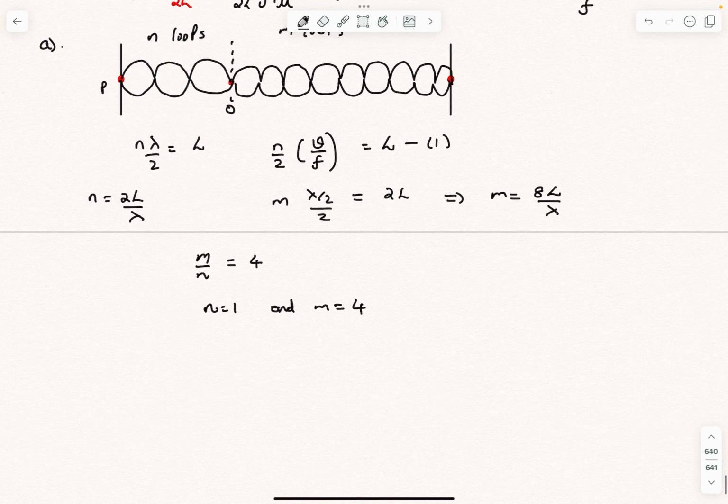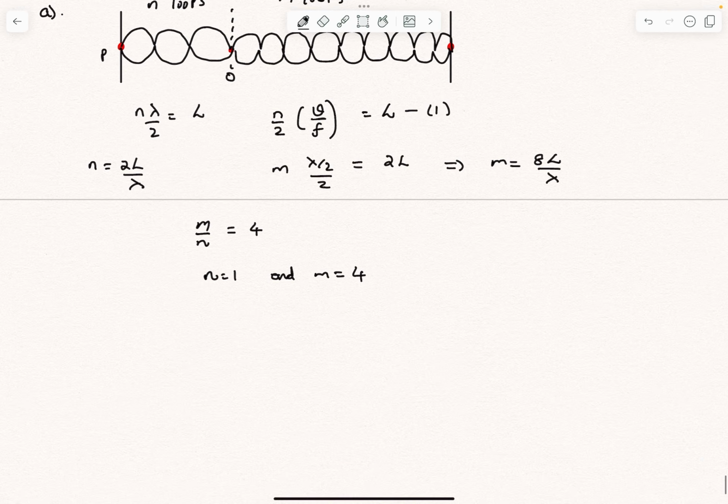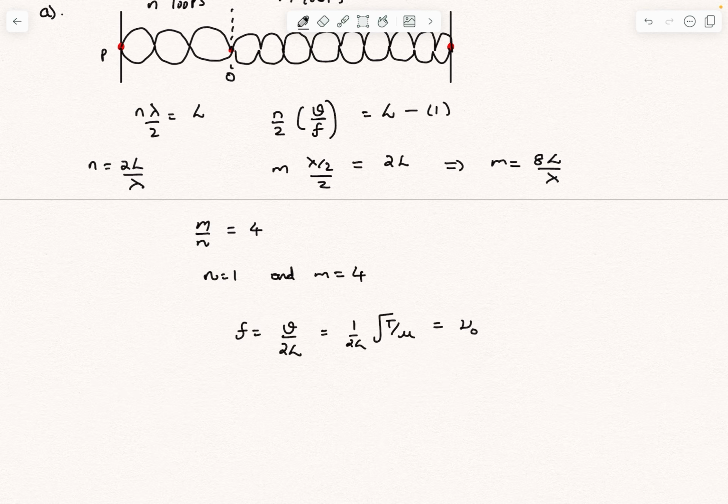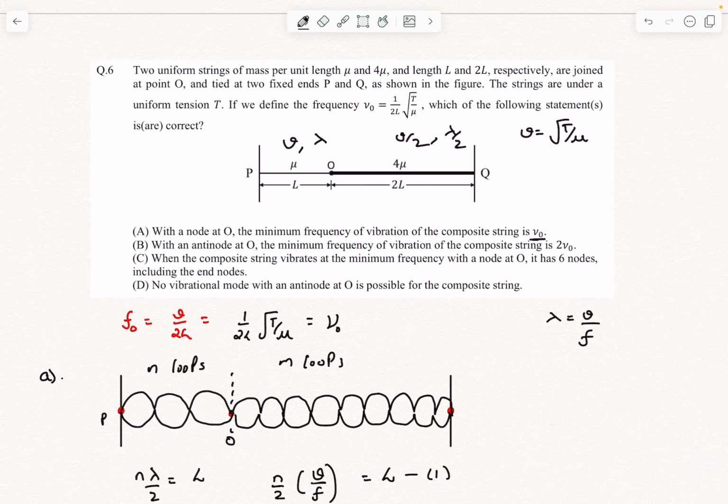So in this case, they are asking us about the frequency of oscillation, so that we can get from equation number 1. So the frequency is just nv by 2L, so that is v divided by 2L, and this is the same value that is given to us as nu 0, right? So okay, the first option is actually correct.